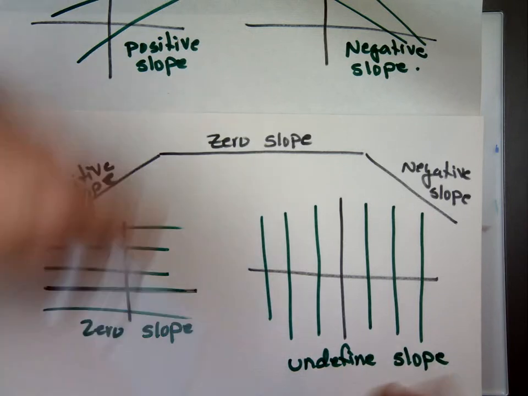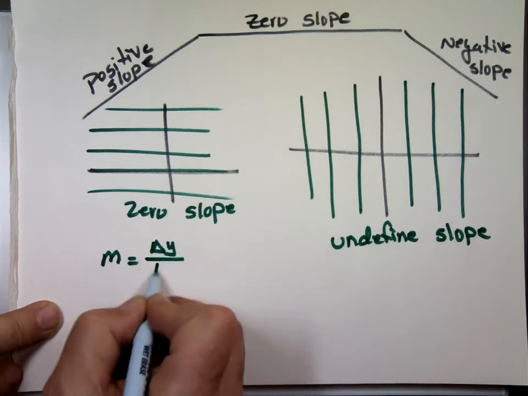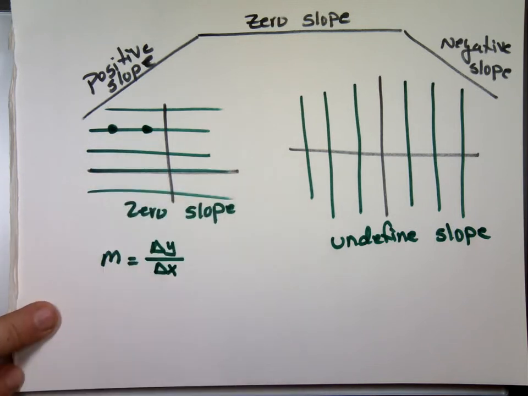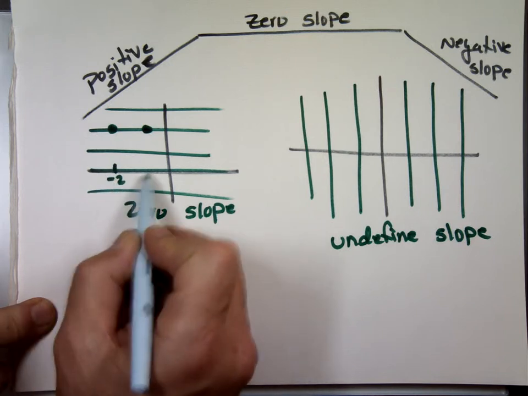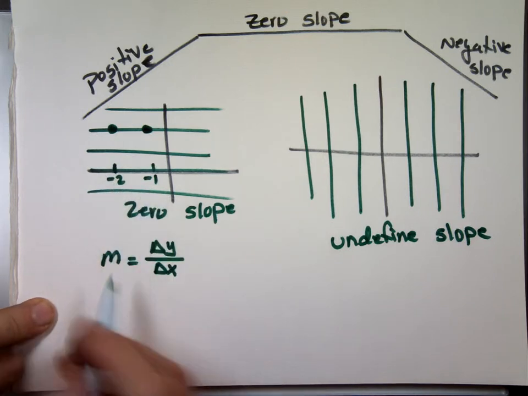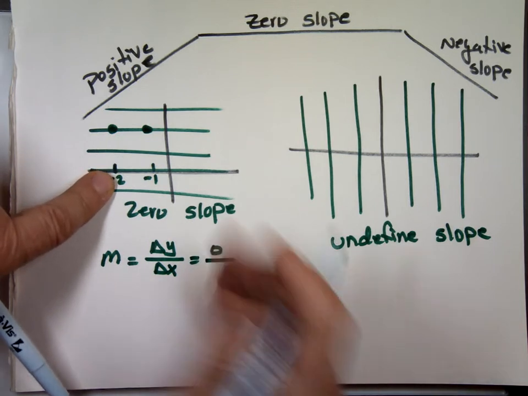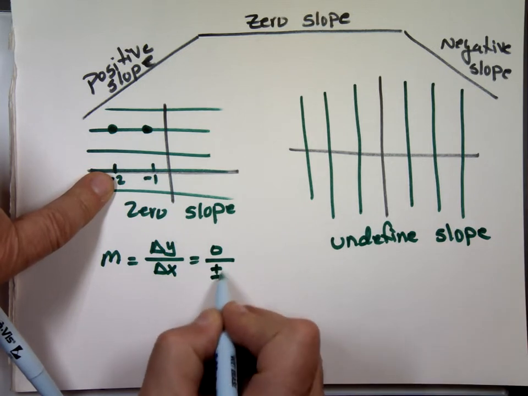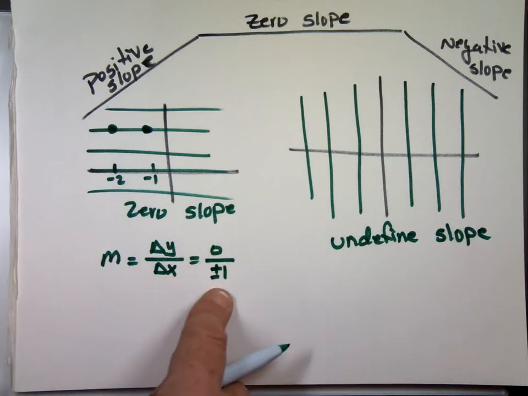Why do we call them undefined slope? When you look at the zero slope, the slope is the change in y over the change in x. So if I pick 2 points like these, let's say the x value here was -2 and this is -1, the change in y is going to be 0. The change in x is either 1 or -1, it really doesn't matter which one. But 0 divided by anything is what? 0.